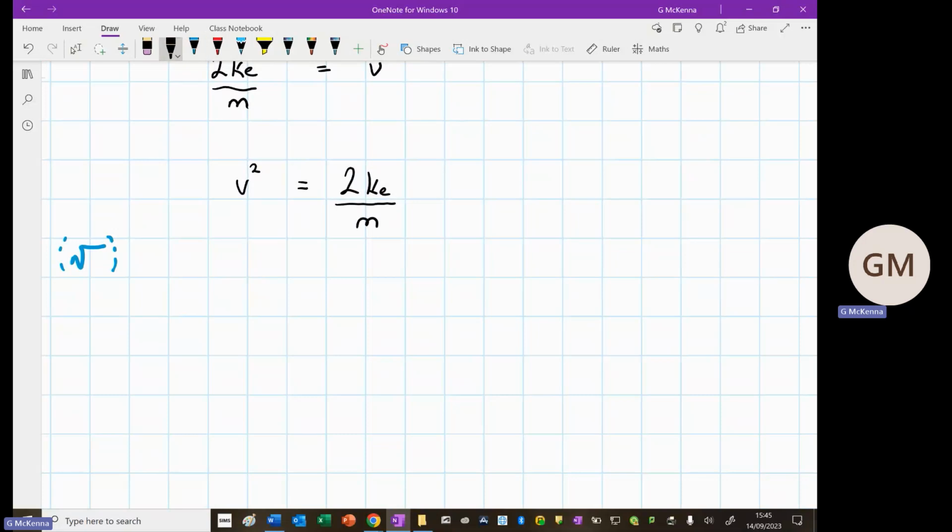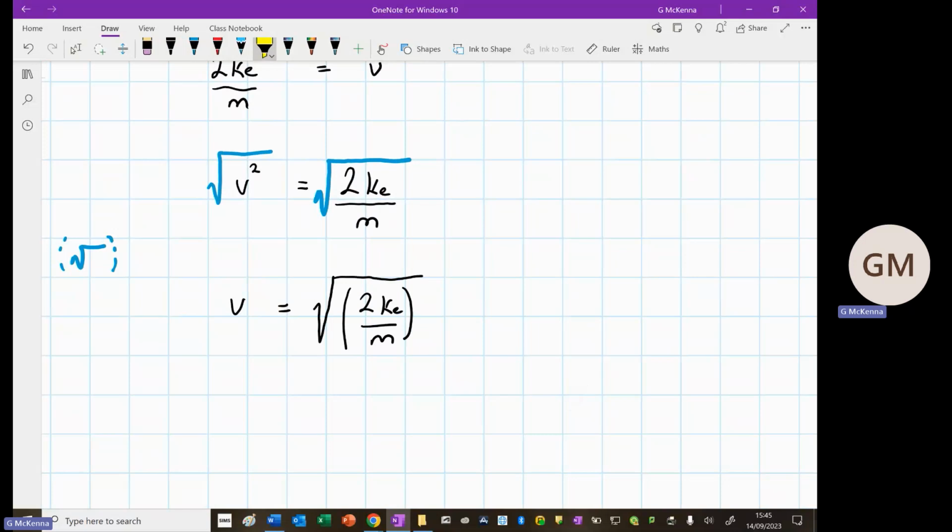I'll just drop this down a level here. We'll take the square root of everything on the left hand side and the square root of everything on the right hand side. And of course, the square root of v squared just leaves us with v is equal to, and then the best thing to do here is to leave your square root over everything. Now, I personally prefer to put a wee set of brackets in there: 2 times kinetic energy divided by mass.